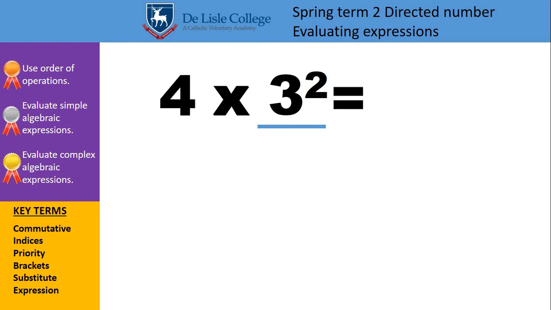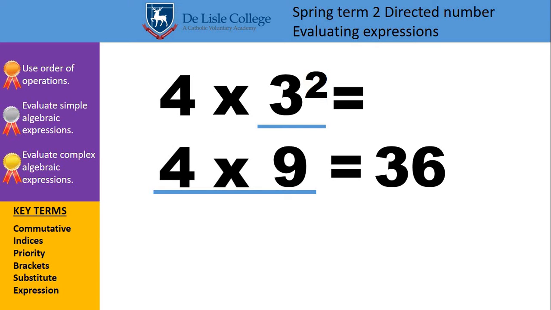Now this is our first look at our indices, so our powers. 3 squared comes first, it comes before the M for multiplication in BIDMAS, so we do 3 squared first, 3 times 3, which is 9, then multiply it by 4, and we'll get an answer of 36.